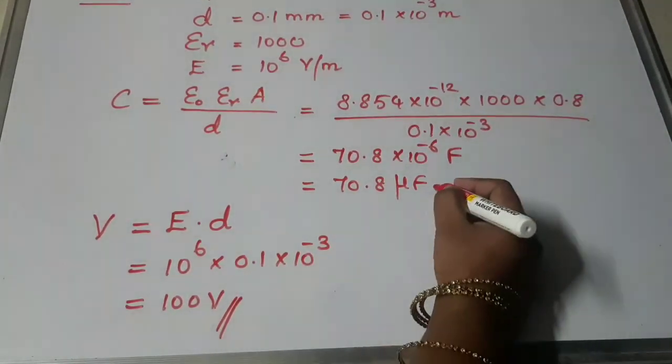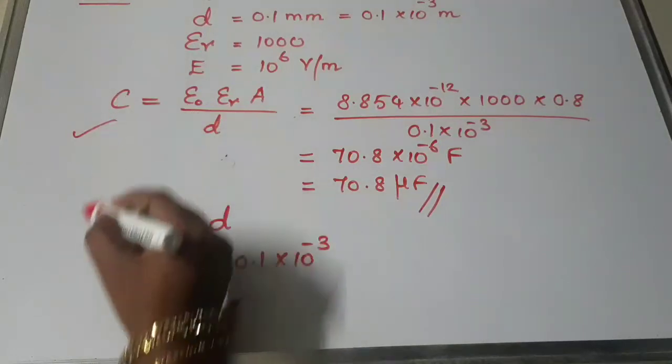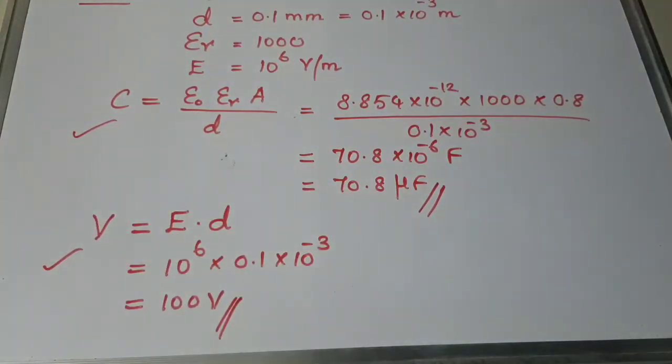So this is the result. So the C and V values we have easily calculated by using these two formulas. Thank you.